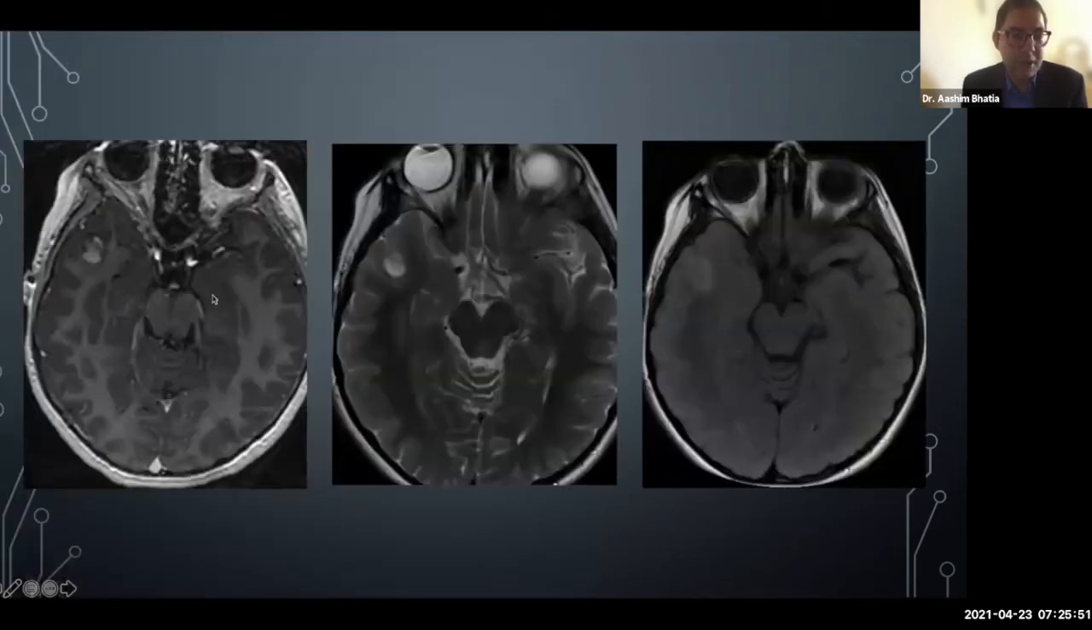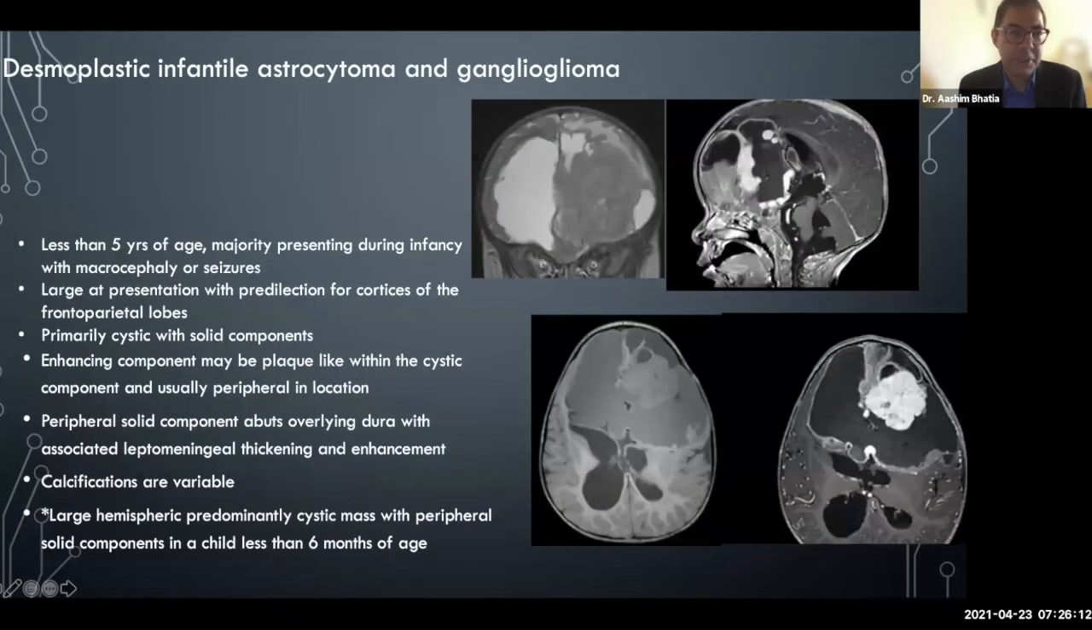Here's a more similar appearance to a DNET. This is a ganglioglioma as well. You see there's more enhancement of the tumor here. T2 shows that it's, for the most part, well-defined and has some hyperintensity to it, but you could easily put DNET in the differential in this case. So a lot of them are similar.